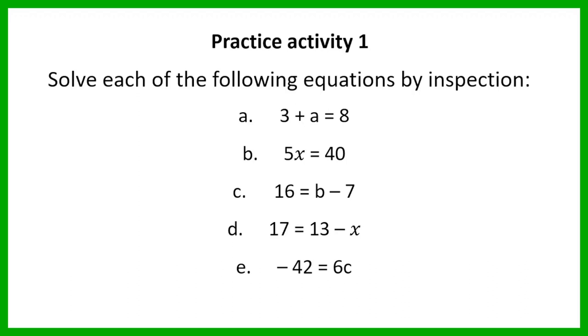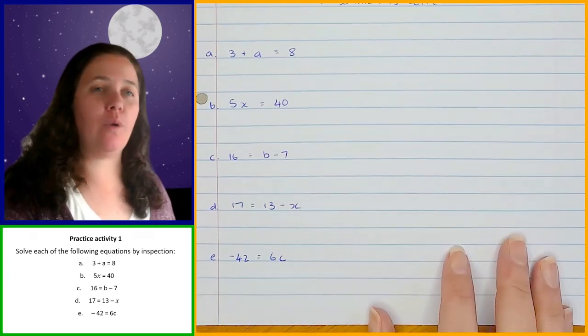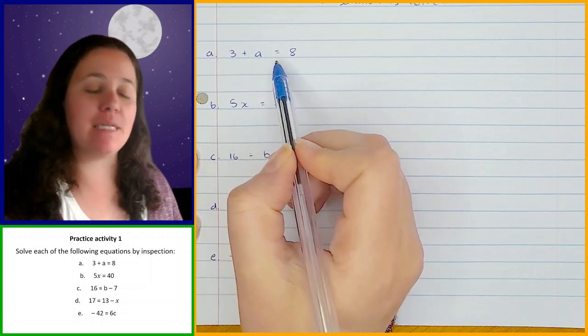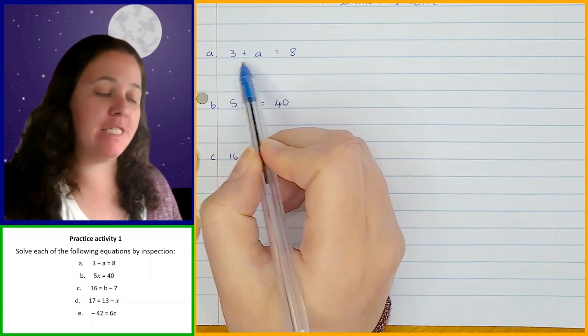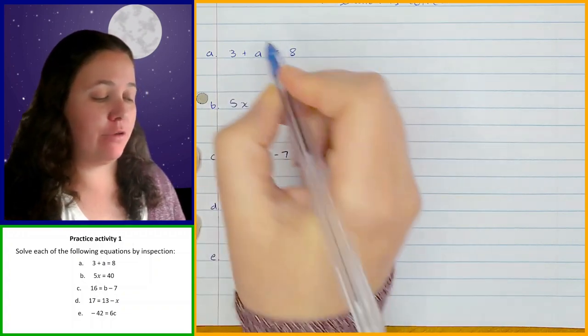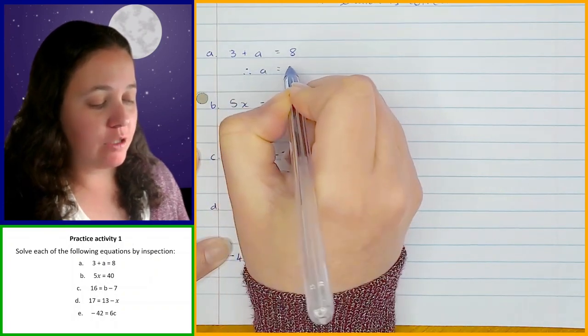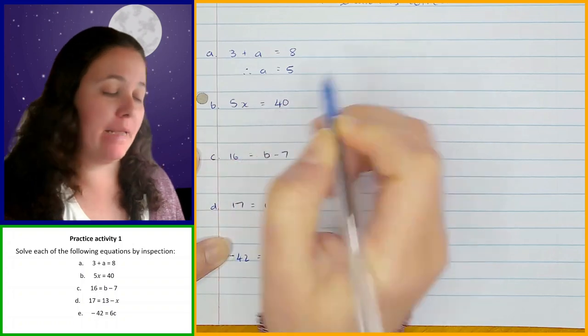Okay, so let's go through those questions. The first one we had was 3 plus a equals 8. So 3 plus something must give me 8. What can I add to 3 to get 8? I can add 5 to 3 to get 8. That means that a is equal to 5. So in this one we were solving for a.